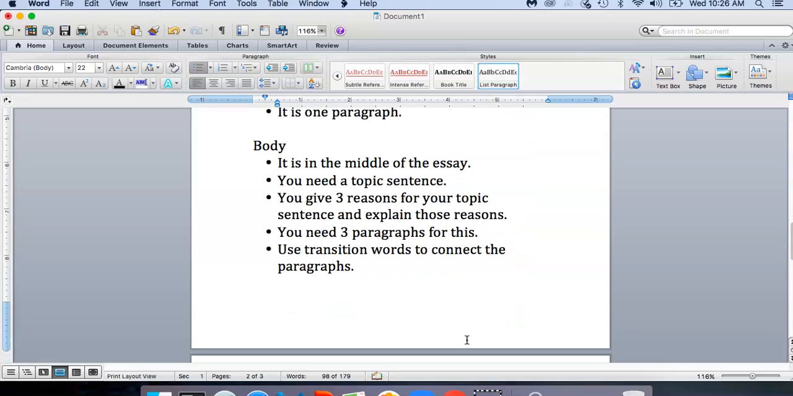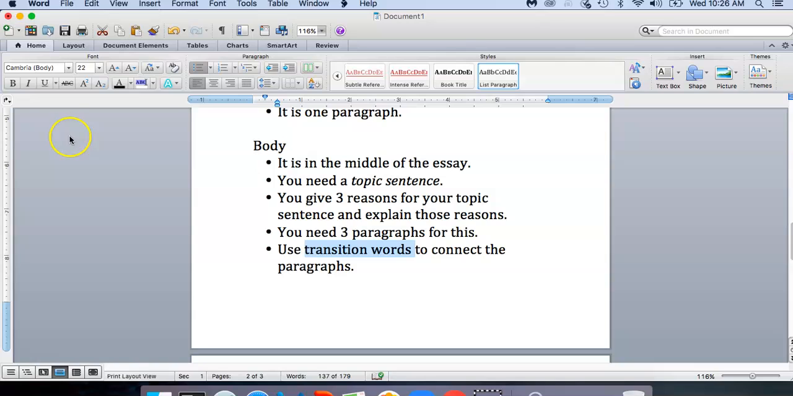So the body is the one that is a little bit longer. It is in the middle of the essay. You need a topic sentence and I will show examples of that later. You give 3 reasons for your topic sentence and you have to explain those reasons. You need 3 paragraphs for this. So this is why it's a little bit longer because you need 3 paragraphs. And use transition words to connect the paragraphs.